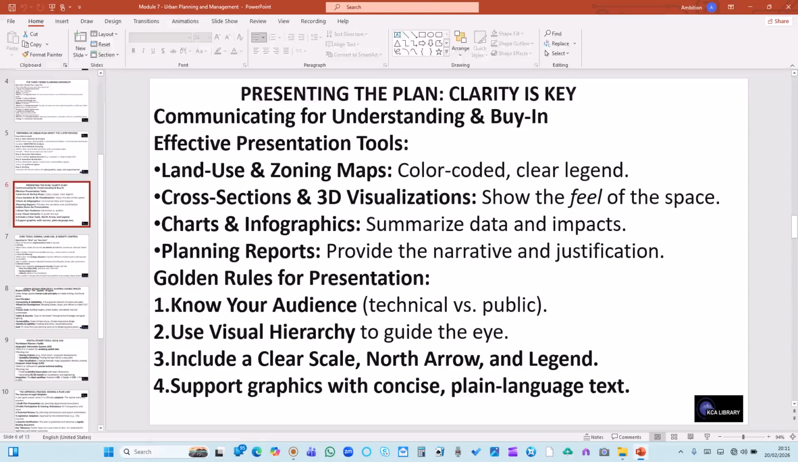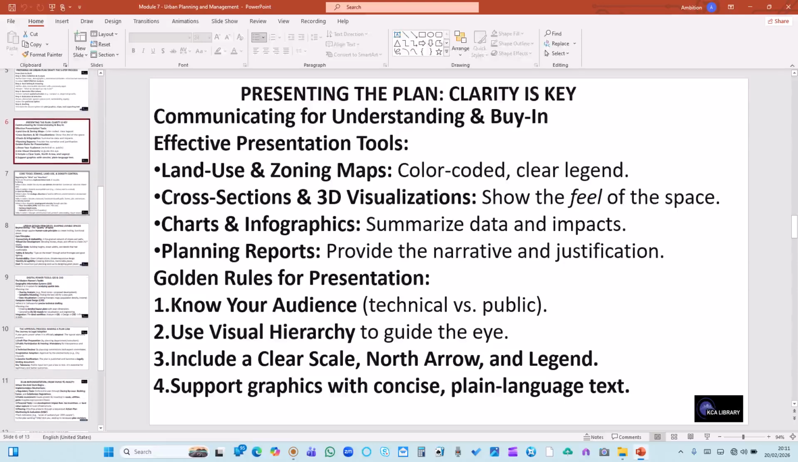Then the golden rules for presentation include: one, know your audience, which could be a technical or public audience. Number two, use visual hierarchy to guide the eye. Number three, include a clear scale, north arrow and legend. Then number four, support graphics with concise and plain language text. So these are the golden rules for plan presentation.